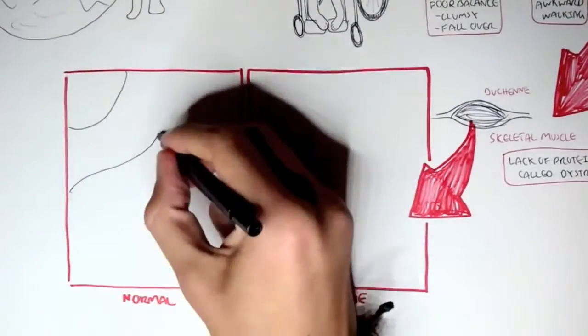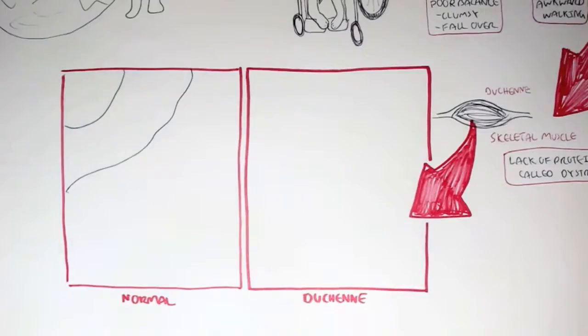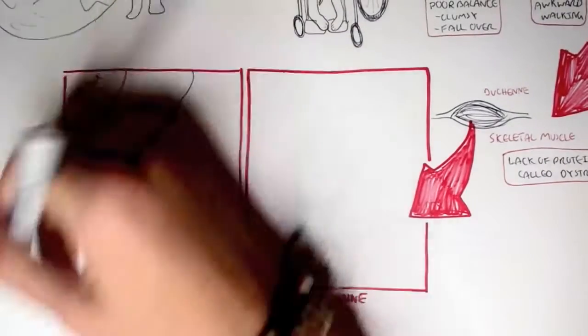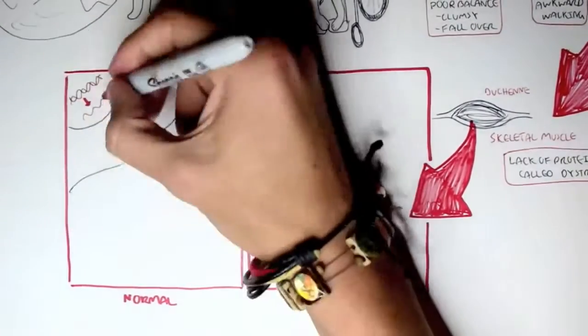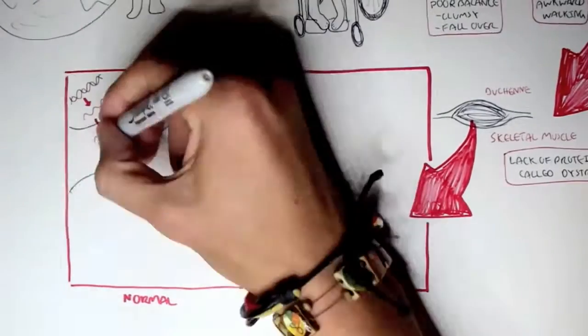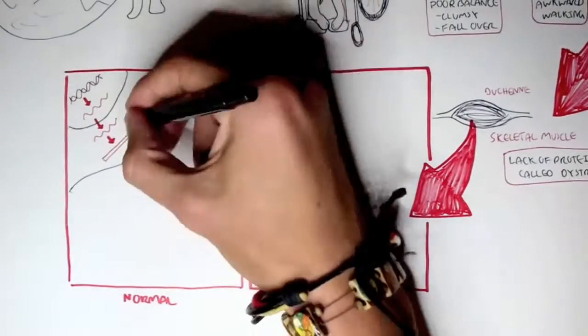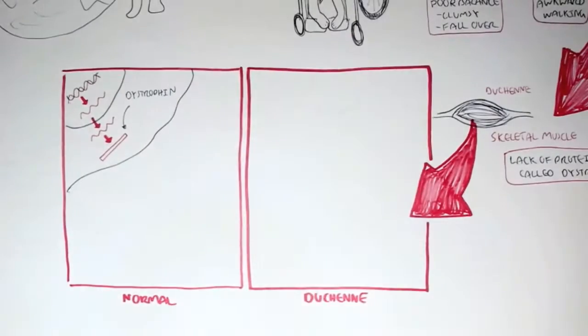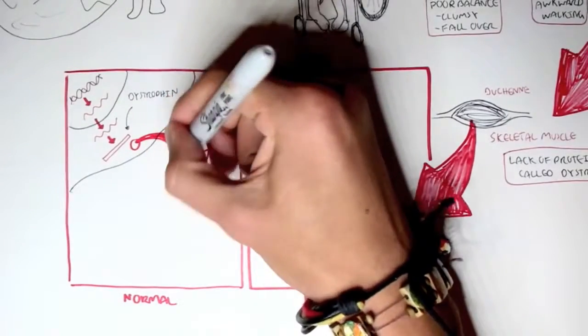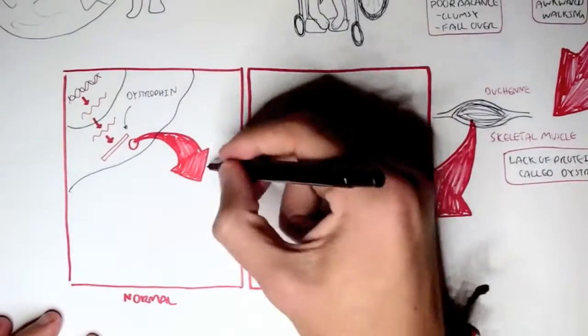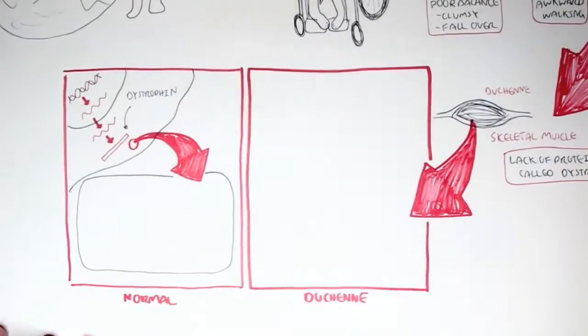Here we have the nucleus of a muscle cell, and here we have the cell membrane. We have the DNA. DNA encodes for RNA. The RNA gets transferred to the cytosol and then is read by the ribosome to make the protein dystrophin. Now, if we zoom in, we'll look at what dystrophin actually does in the muscle cells.